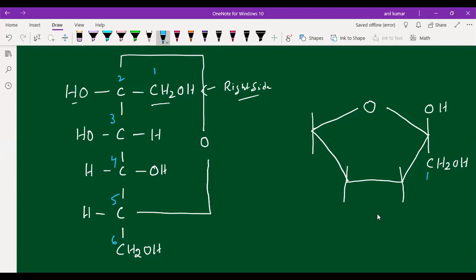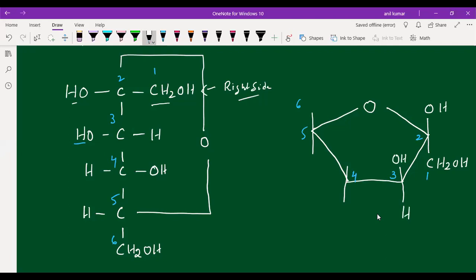This will be the second, third, fourth, fifth, and sixth. Third carbon, where is OH, student? OH is at the left side. Left side means you have to keep it as up. Top you have to keep. And hydrogen is at the right side, bottom.